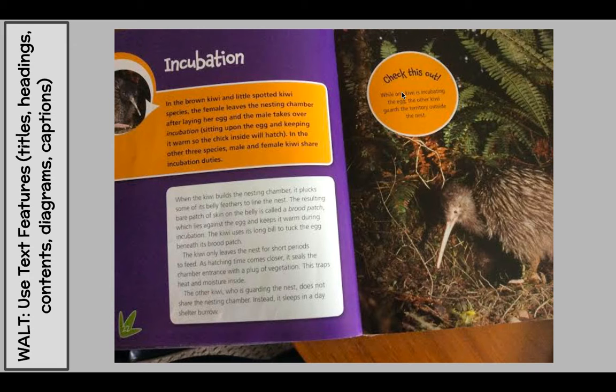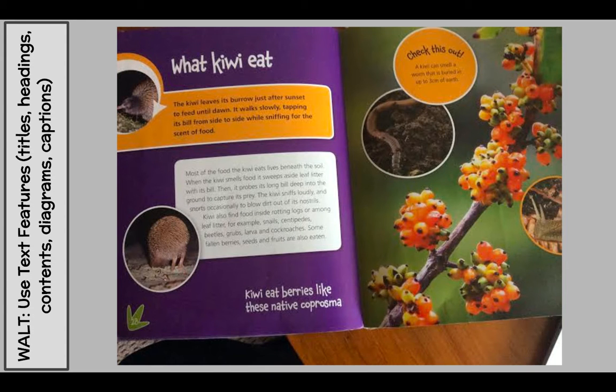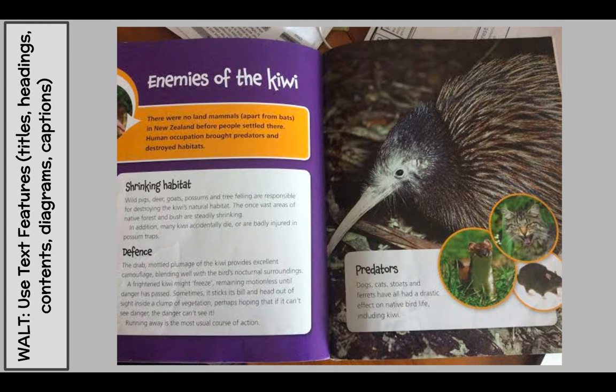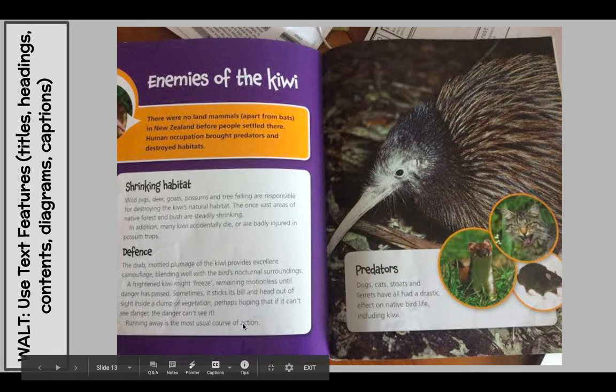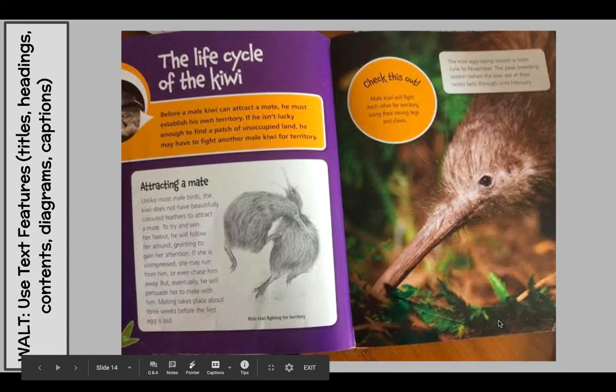The pages are all set out the same, and it makes it easy for us to know exactly what to expect as well. So we've got photos of the kiwi eating, and also of what they do eat. And we've got lovely photos there showing the berries, the worms, and the bugs. Enemies of the kiwi. So the shrinking habitat, which talks about the deer, the pigs, goats, possums, etc. Information that we know, and we heard it in the Manu. Defence, again, the information comes under, and it's quite specific and precise information. And then we've got the predators and the photos of those as well.